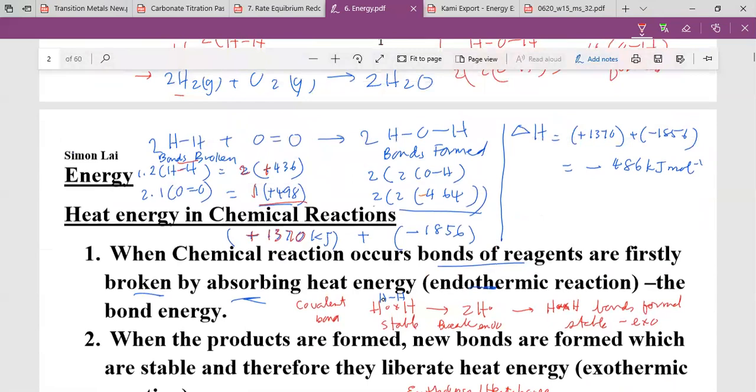So 2 times 2, 4, okay? So put 2 here first, just in case you don't understand, okay? So this is the one. So the total is minus, why minus? Bonds are formed. Exothermic, isn't it? 1856. Okay, so minus here.